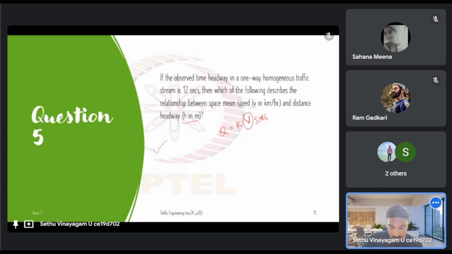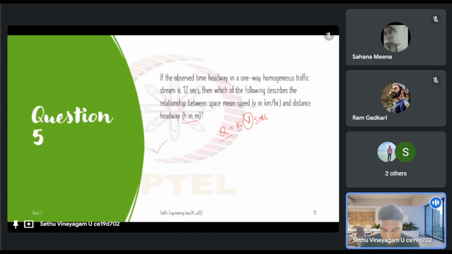V is what we want, so we don't have to do anything with V, but there are two other parameters, Q and K, which we need to substitute here. So how can we get first the density? How are density and the distance headway related? We know the definition of density is how many vehicles there are in a particular stretch of the road. So in 1 kilometer of the road, how many vehicles are there?